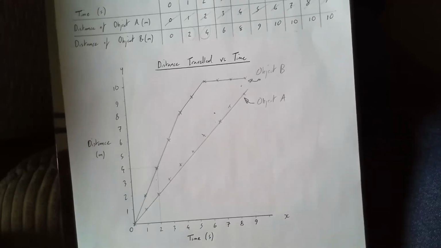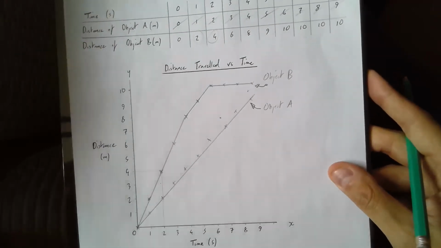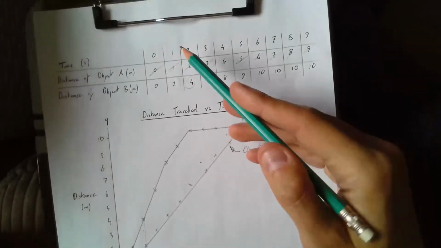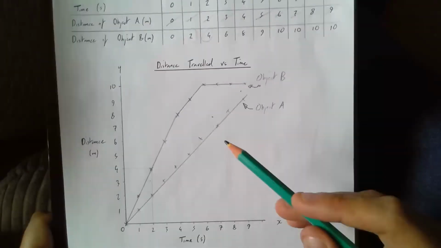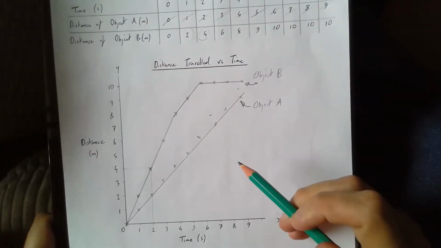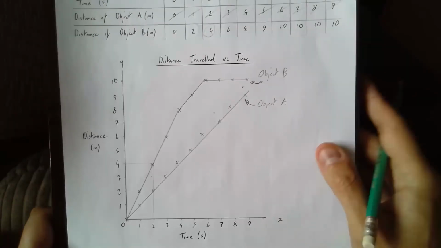That's it, guys. We have plotted our graph. We have plotted it for the 2 objects that we have in our table, and it is done. It is finished. It looks good.